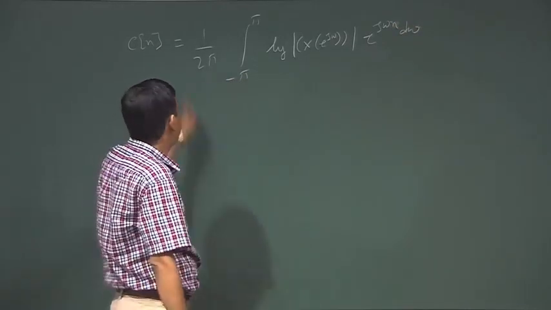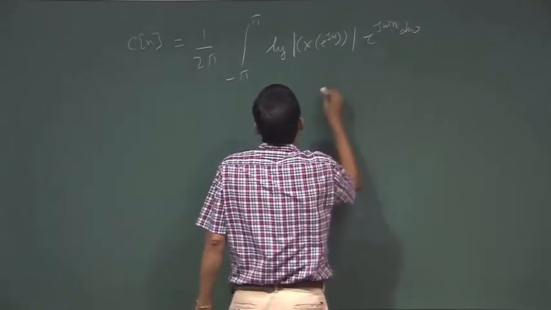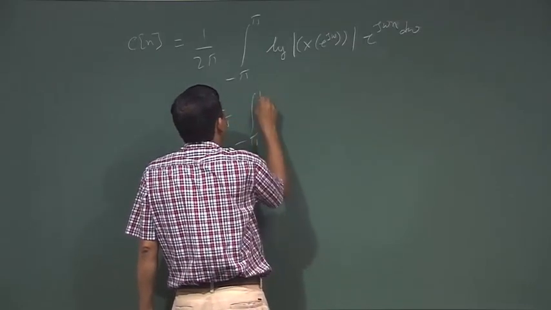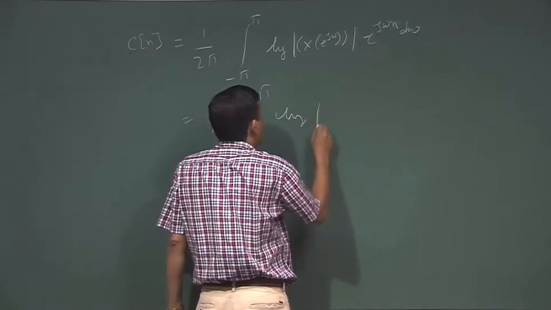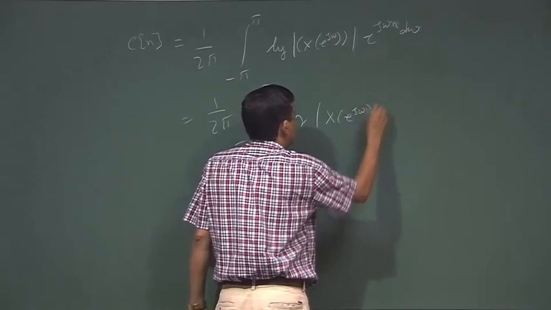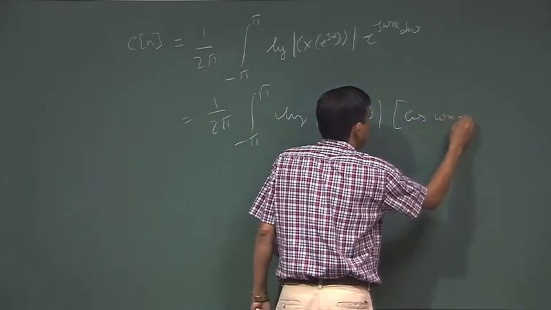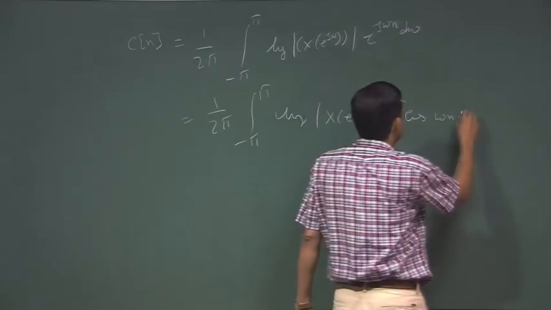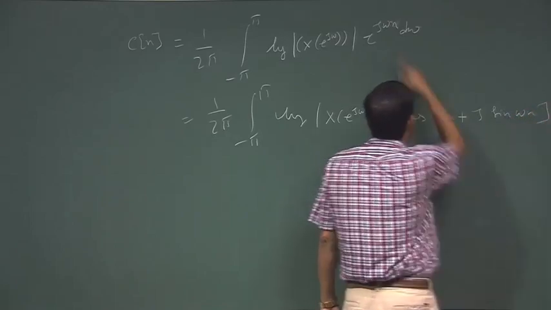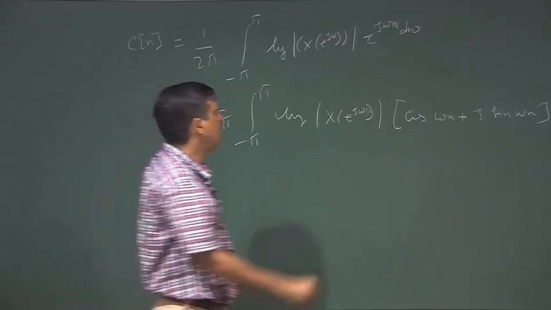If it is the real spectrum, then if I compute this one, e to the power j omega n can be replaced. So, 1 by 2 pi, minus pi to pi, log of mod x e to the power j omega, into cos omega n plus j sin omega n, since e to the power j theta is cos theta plus j sin theta, into d omega.